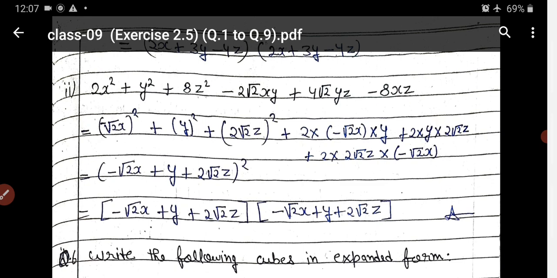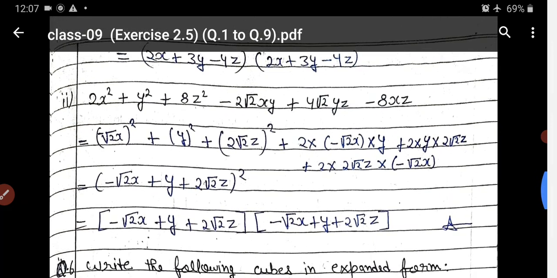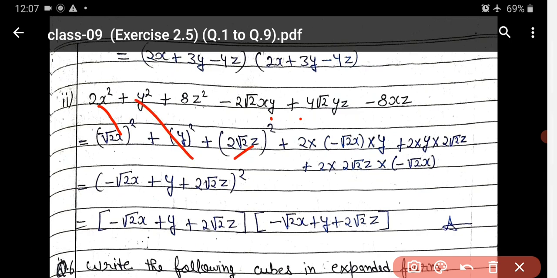Now write 2x square as under root 2x whole square. First convert into whole squares: y whole square, and 8z square as 2 under root 2 z whole square. Now the negative sign, which part is common, the variable x, so write negative with x. Now apply the formula 2 into a into b, taking the a value and b value from the question, plus 2 into b into c, b is y and c is this one, and 2 into c into a. Now just check, when you open it you get this answer.